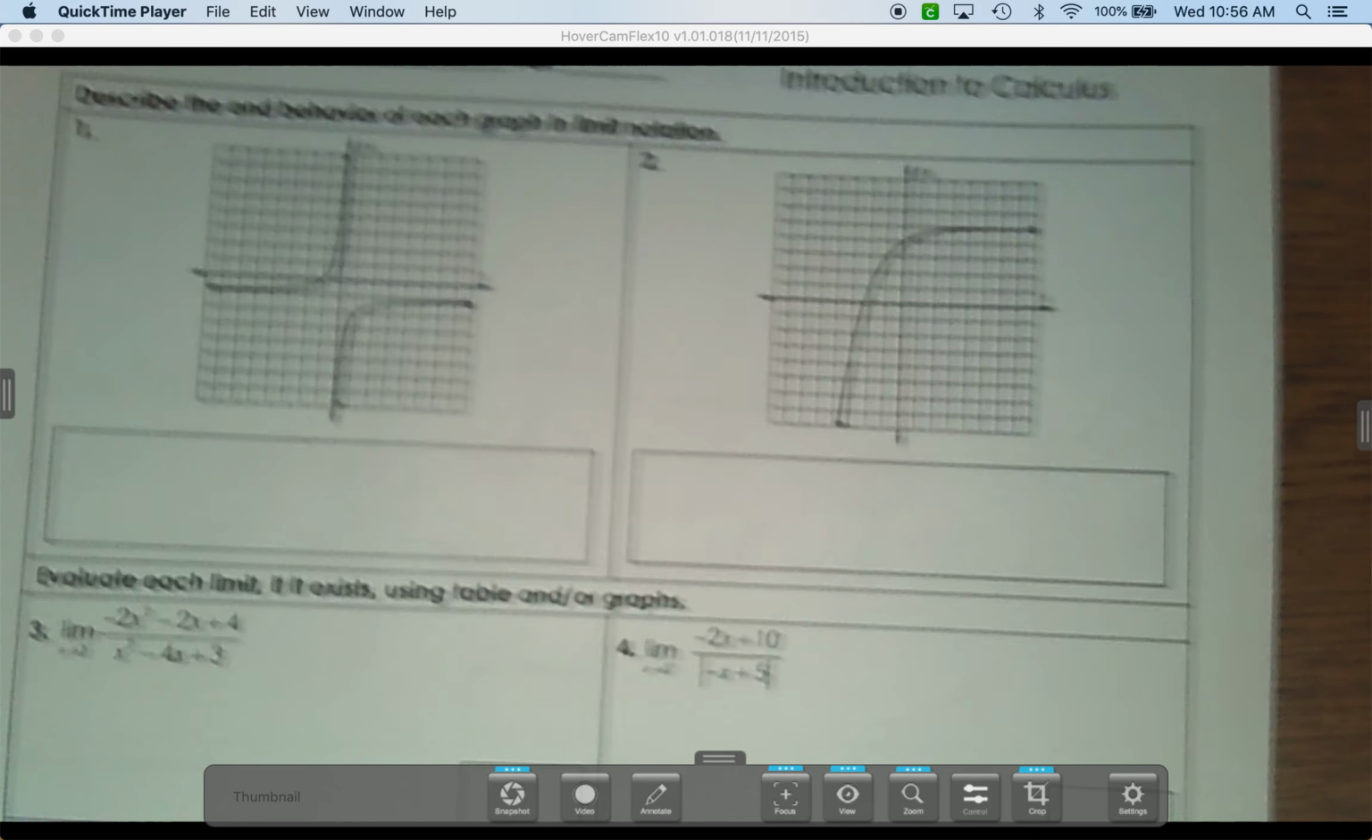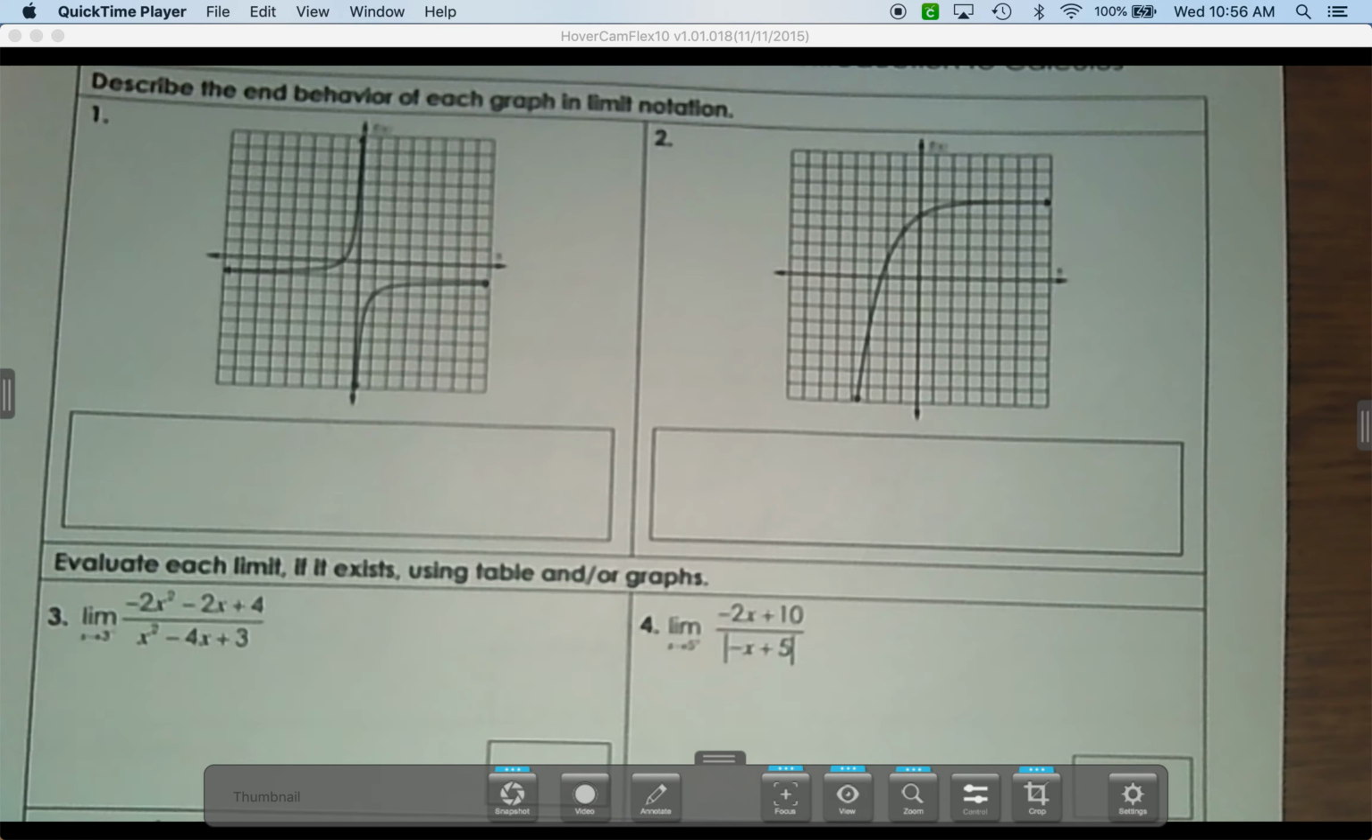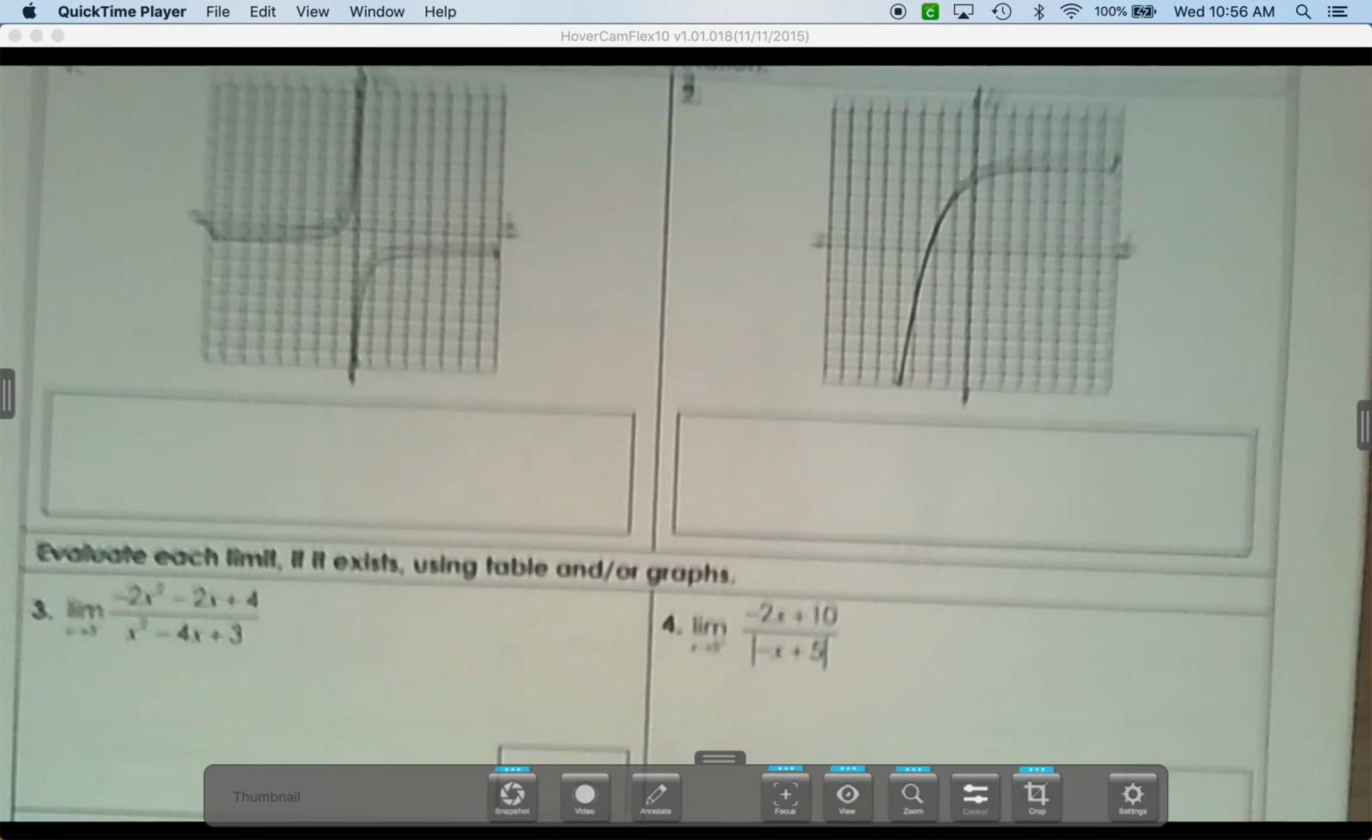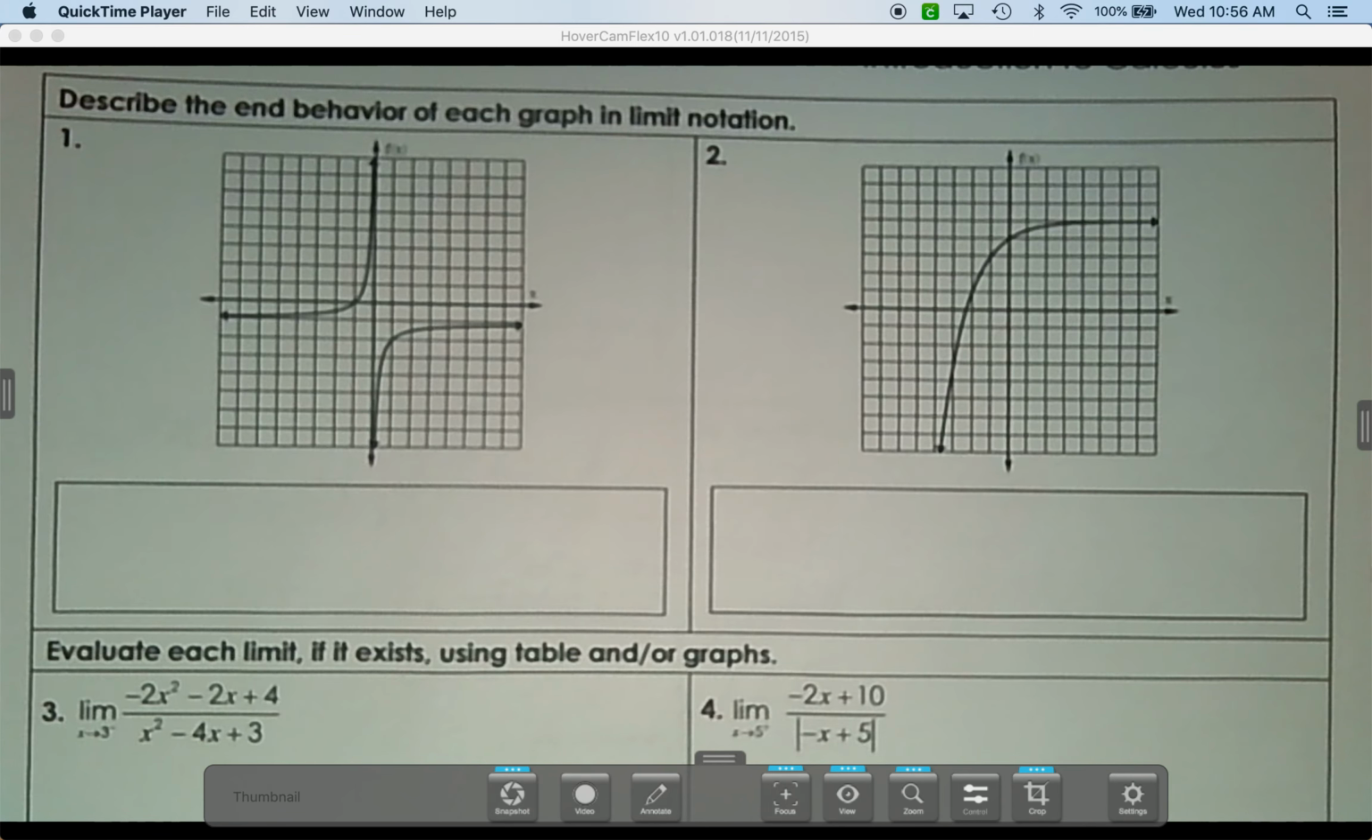Okay, describe the end behavior. And again, you're allowed to use your notes, the study guide, Desmos. So I picture you can have a great grade here. So describe the end behavior here.